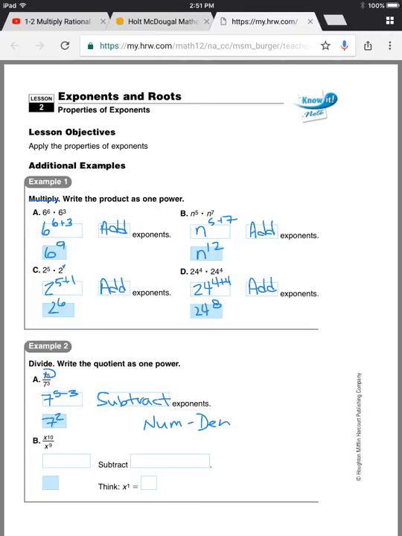So again, we're going to subtract the exponents. We're going to keep our base of x, our numerator is 10, denominator is 9, and subtract, and we get x, because x to the first power is the same thing as x.